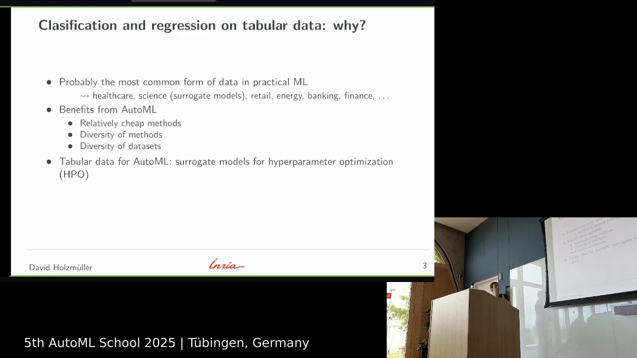Tabular machine learning methods are also used in AutoML, as we saw, because what we do in Bayesian optimization, if we have a surrogate, we need a surrogate. That is tabular.